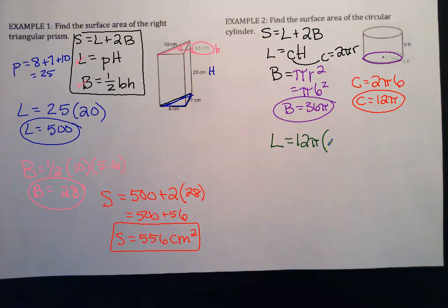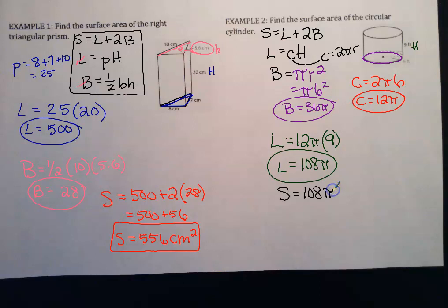What's the height of our cylinder? 9. Right, there's our height. So our lateral surface area is 108 pi. Okay. So there's a lot of intermediate answers. Hopefully you see that. So then our surface area is going to equal 108 pi plus 2 times 36 pi. You got it.